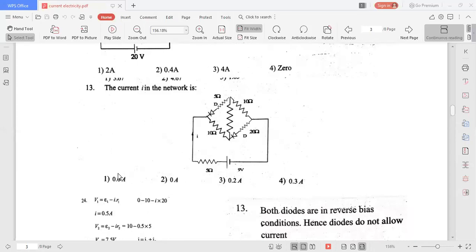Okay. Next one. Problem number 13, all of you see the problem number 13. Of course, it may be asked in semiconductors or it may be asked in current electricity also, because it is interlinked. It is a multi-concept problem. All of you see 13th problem.